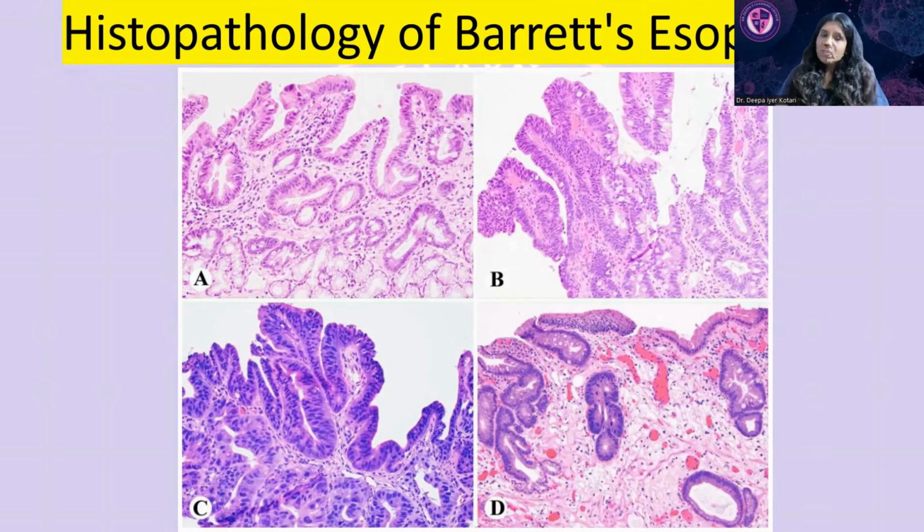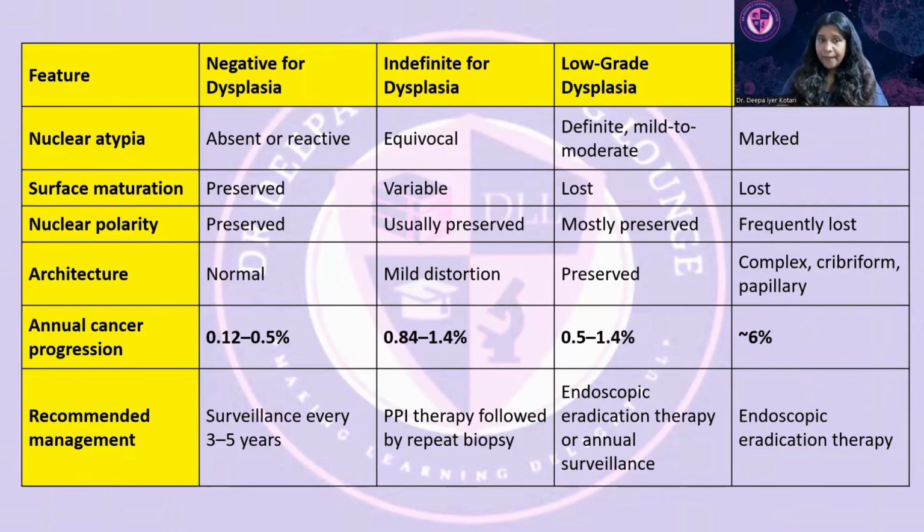So these are the 4 categories in which Barrett's esophagus has to be reported. I hope I'm very clear. I've put the same thing in a table. Negative for dysplasia: there is no nuclear atypia, or absent or mild reactive nuclear atypia. Surface maturation is preserved, nuclear polarity is preserved, architecture is normal. Annual cancer progression is 0.1 to 0.5, which I just told you, and surveillance is once every 3 to 5 years.